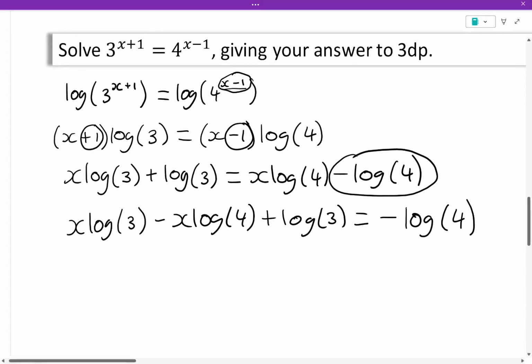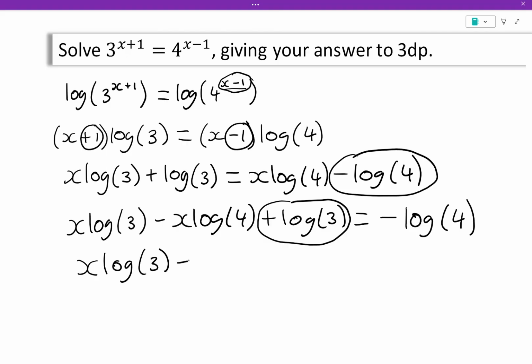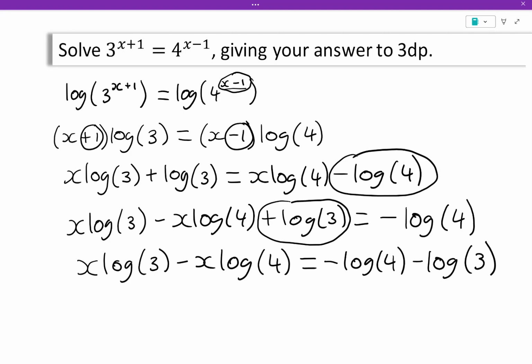So now we've moved all of the x onto one side. What I need to do is get all of the terms not involving x to the other side. So you can see on the left-hand side, this term here, the log 3, we need to get that to the other side. So I'm going to write out my x terms first. And then we can write our equals. And then we got the negative log 4, which was already on the right-hand side. And we're going to subtract log 3. So that's now on the right-hand side as well.